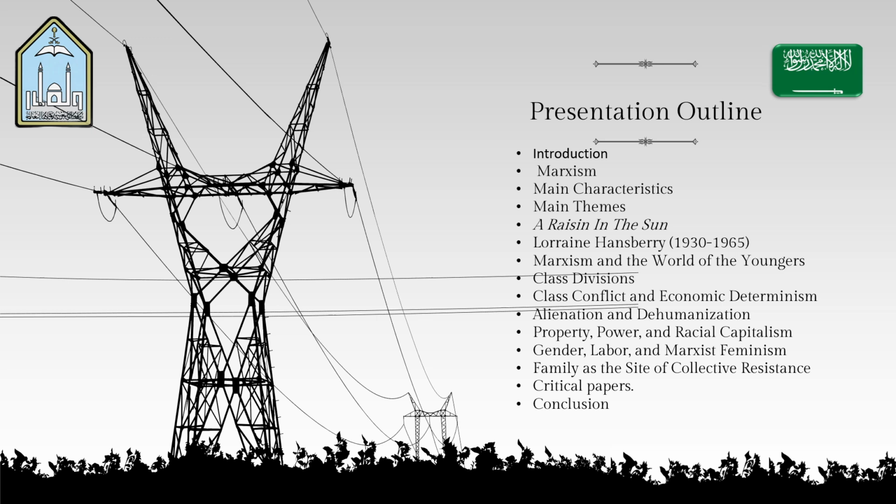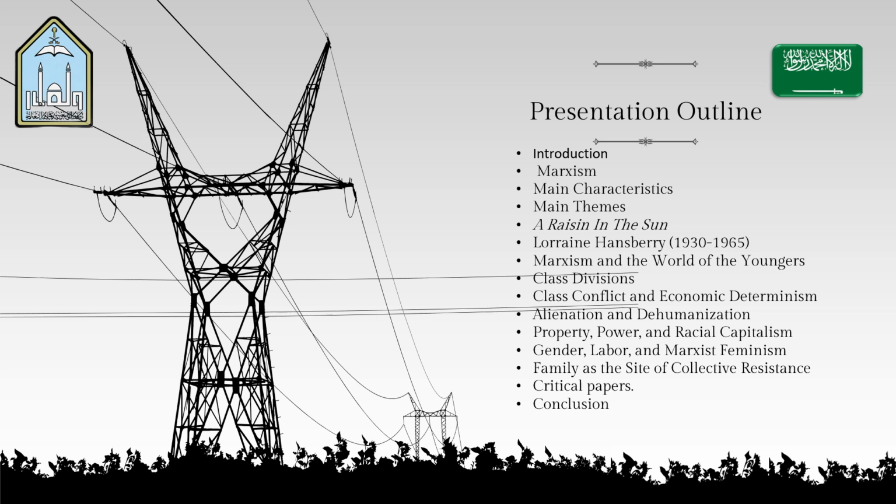I was about to say definition. We know what class is. Now, in this presentation, I'll be talking about class divisions, then class conflict and economic determinism, alienation and dehumanization, property, power, and racial capitalism. Then I'll be moving to gender, labor, and Marxist feminism. Then, of course, I'll be talking about the family as the site of collective resistance.